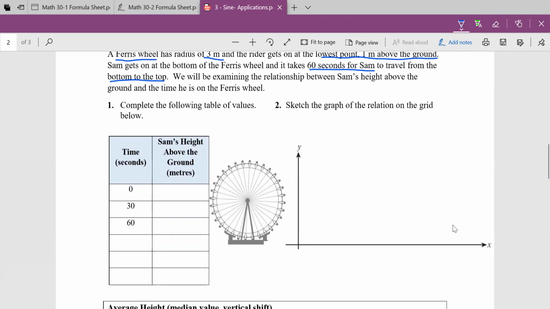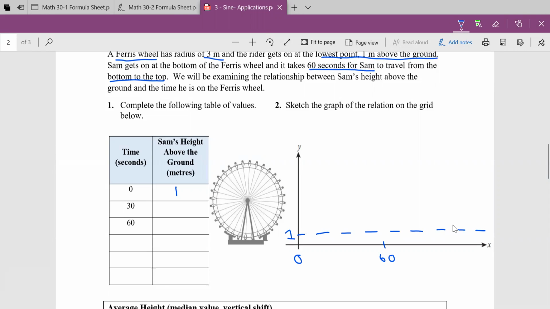Well, Sam gets on 1 meter above ground. It's a Ferris wheel. I'm never going to get on right at 0 or else we crash and burn. And that would be a pretty crappy ride. Okay, so there they are. They're at 1 meter above ground at time 0. Well, it says it takes Sam 60 seconds to get to the top of the wheel. Okay, well, where are they at 30 seconds?